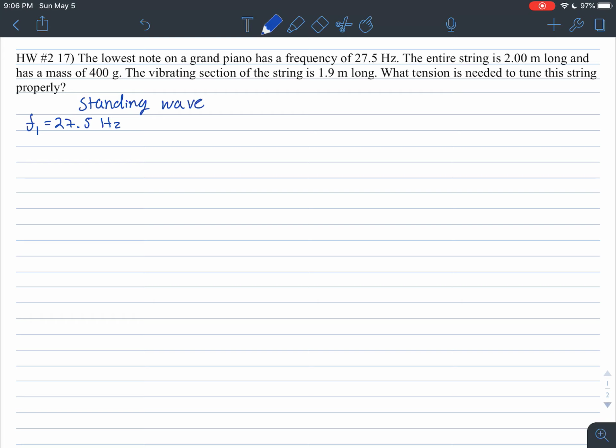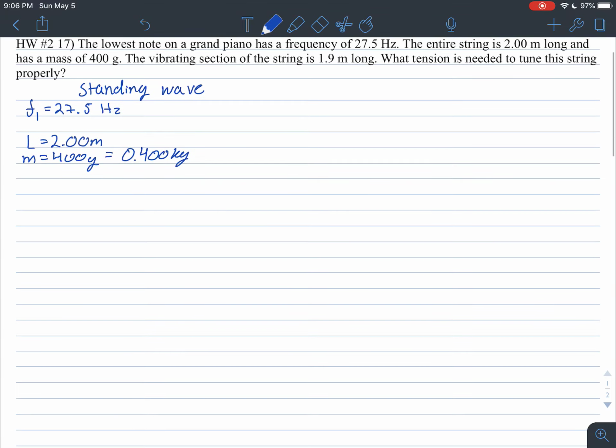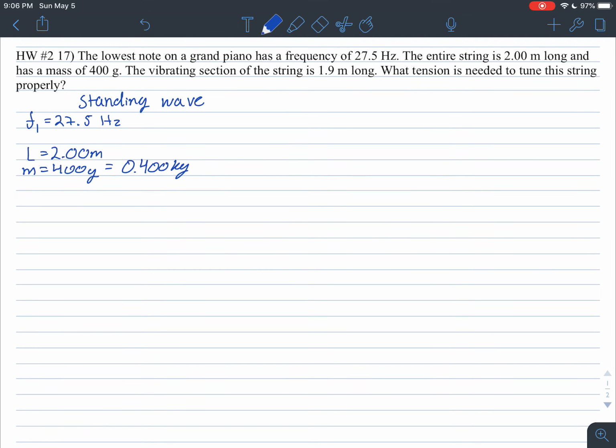In addition, it says that the entire string is 2 meters long with a mass of 400 grams, or 0.4 kilograms. I put it in kilograms because we're finding the tension, which is in newtons, or kilograms meters per second squared. It also says that the vibrating section of the string is 1.9 meters long, so I'll denote that as L sub v equals 1.9 meters. And we need to find tension.